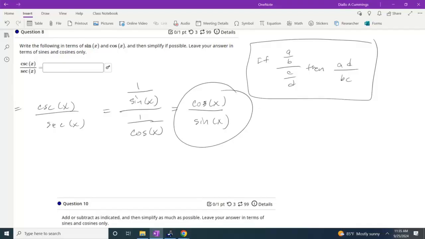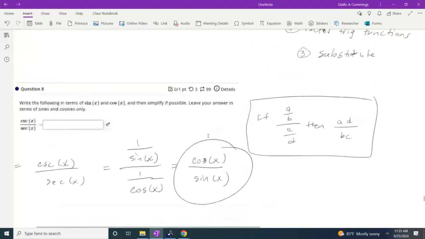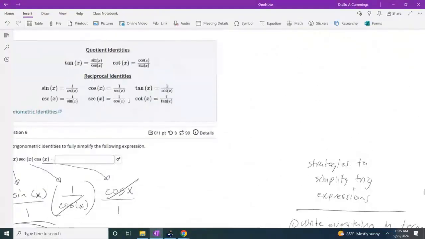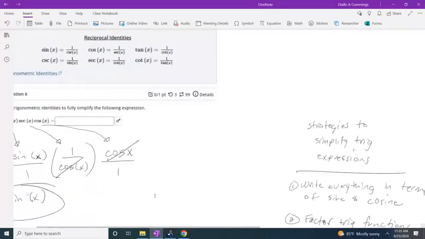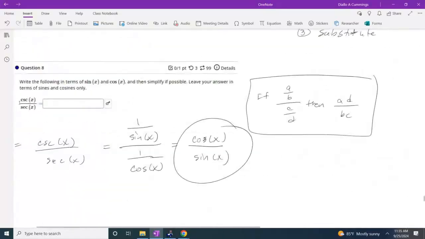The reason why I say you can go a little bit further is because the cosine divided by the sine, that is also a cotangent. But in the problem, it tells us to leave the answer in terms of sine and cosine only. So for my problem number 8, I'm going to leave it as cosine x divided by the sine of x.